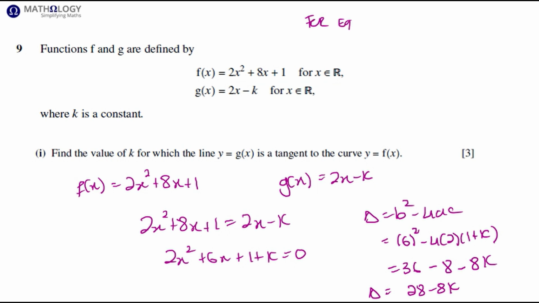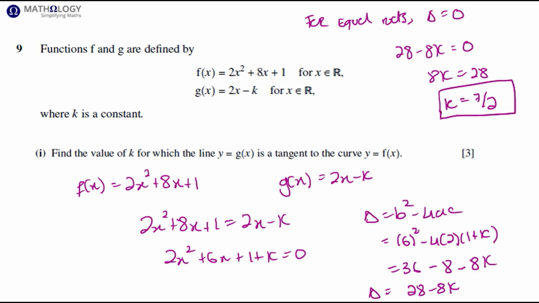Now, for equal roots, delta equals 0. So 28 minus 8k equals 0. 8k equals 28. k equals 7 over 2. So if k is 7 over 2, or 3.5, then the line g of x equals 2x minus 7 over 2 will be a tangent to the function f of x. And we can actually illustrate this graphically as well.